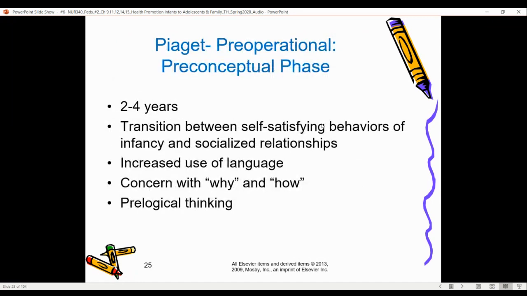Second part of Piaget with the toddlers is the 2 to 4 year olds. So it starts in the toddlers and continues on to those preschoolers. This is the pre-conceptual phase of development. This is the transition between these self-satisfying behaviors and starting to understand other relationships. But for the toddler at the beginning of this phase, they're really still doing everything for the me phase.